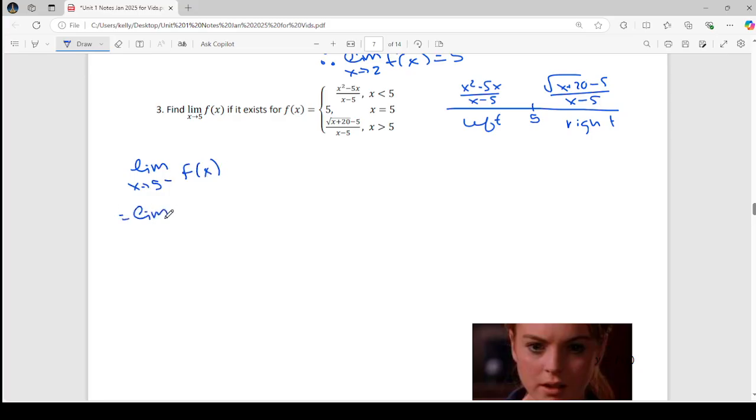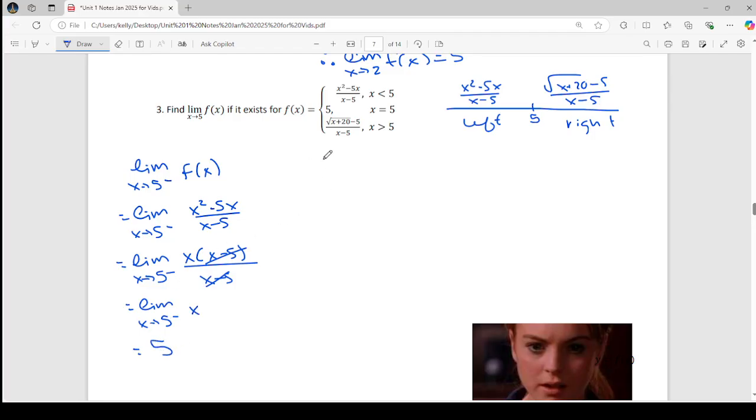So let's find the limit approaching 5 from the left. It will be the limit as x approaches 5 of x squared minus 5x over x minus 5. This one's problematic. If we plug in 5, we get divide by 0. So we're going to have to clean up this limit by factoring. That makes x times x minus 5 over x minus 5. There we can cancel out the factor that causes 0 over 0, and then the limit as x approaches 5 of x is 5.